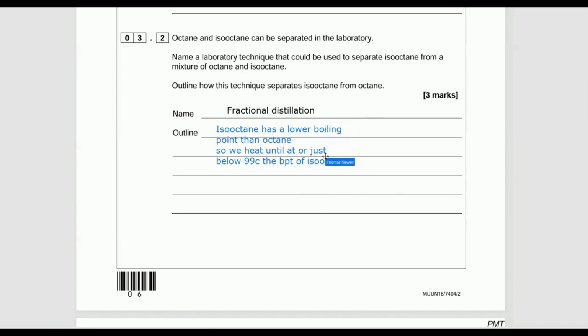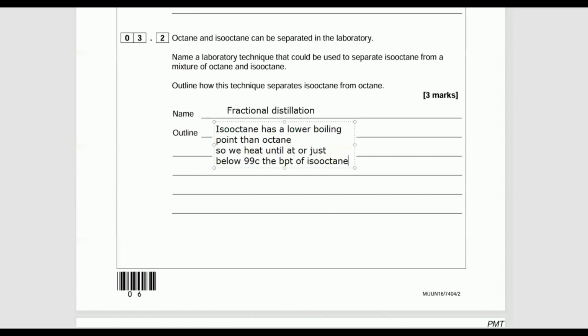So we heat it at 99 degrees, which is the boiling point of isooctane, or just below 99 degrees. And what this means is that hopefully the majority of evaporation will be from the isooctane, and as it moves up through the beads or the fractionating column, the isooctane will move further and faster and evaporate first and condense first, and that's what will create the separation.